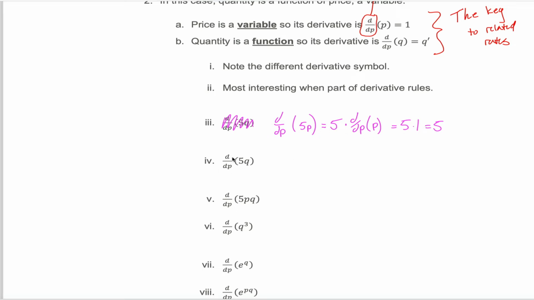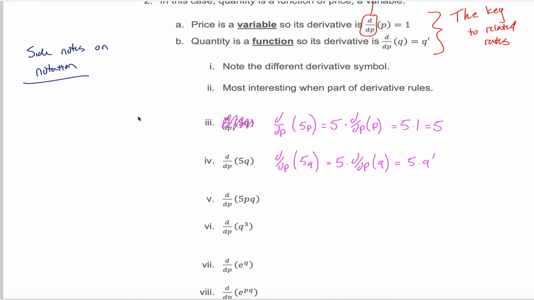Yes, but contrast that to this problem down here. Here we're taking the derivative. The way you say this is the derivative with respect to p, really just the derivative where p is the variable of 5q. How in the world do you do that? Well, we'll use the exact same rules that we learned. This 5 is a coefficient, so we can pull it out in front, and then all we have to do is figure out what's the derivative of the q. The derivative of the q, because it's not a variable, because there's not a q down here, is not 1. It's instead q prime. The derivative with respect to p of 5q is 5q prime.